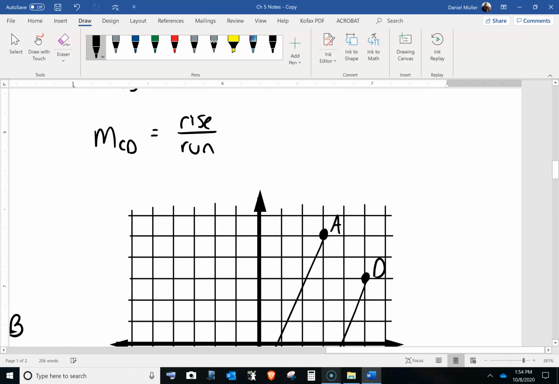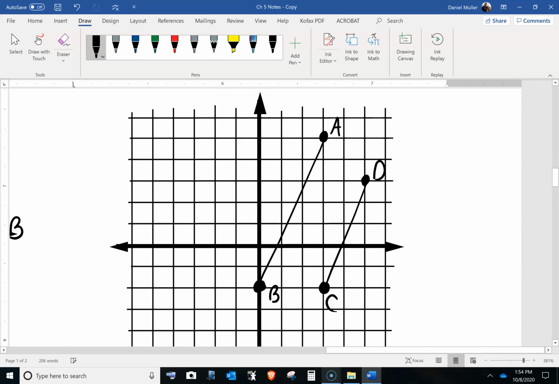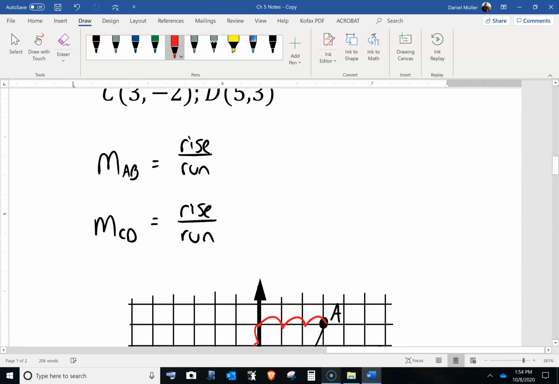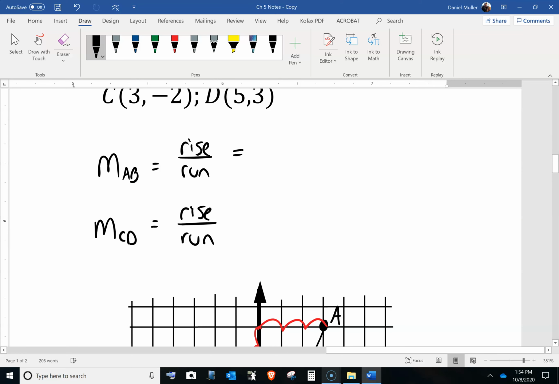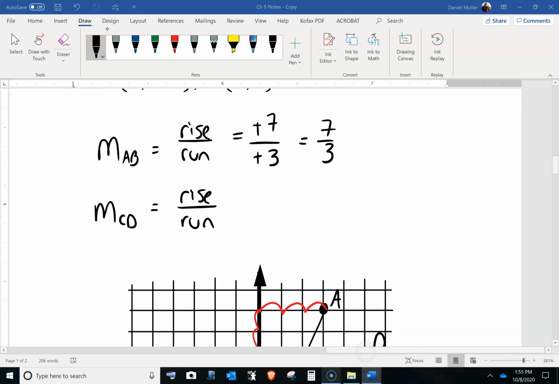Okay, so let's do AB first. So I'm going to start on the left. I'm going to do a rise, 1, 2, 3, 4, 5, 6, 7, and a run of 1, 2, 3. Okay, so I've risen up 7, so it's a positive 7 because I'm heading up, and I went 3 to the right. So it's a positive 3. So 7 over 3. Remember, up is positive and right is also positive.